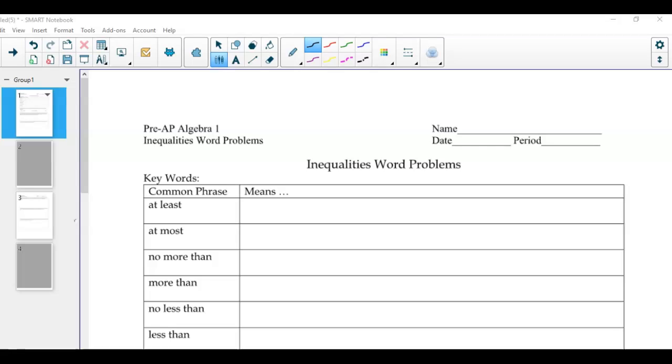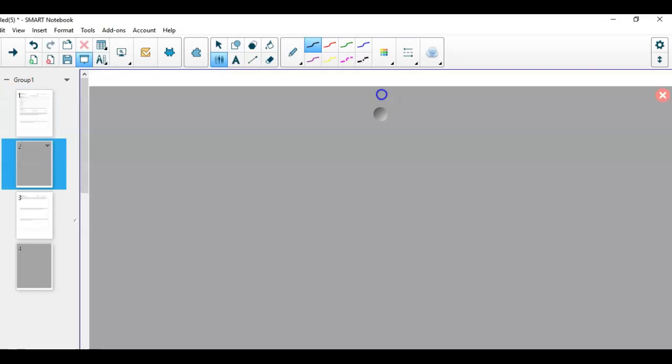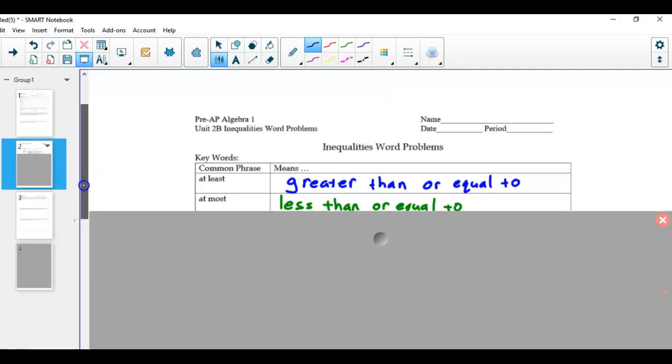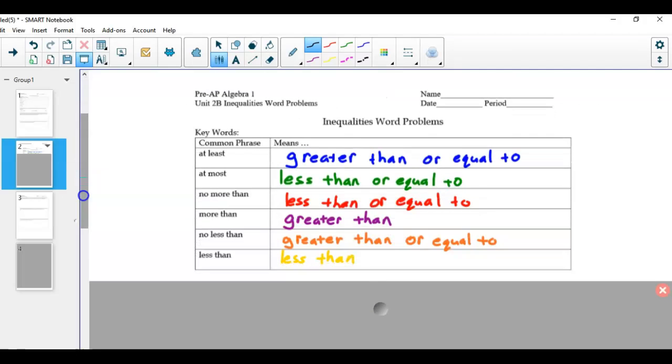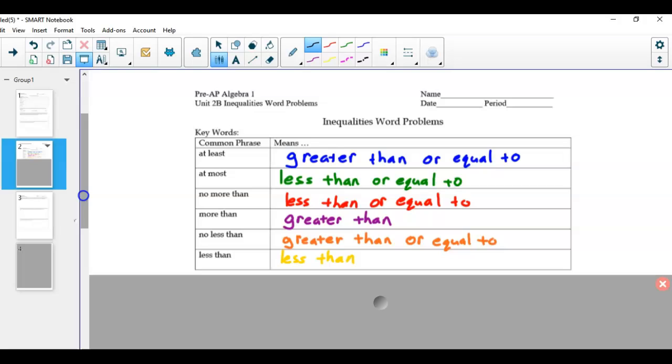In this video, we're going to be talking about inequality word problems. We've touched on this a while back when we were talking about word problems in general. Most of this should be review, but we're just going to talk about it again. We're going to talk about all of the common phrases, and we've touched on these before. I'm just going to go back over them.